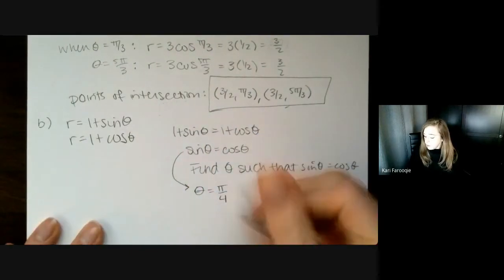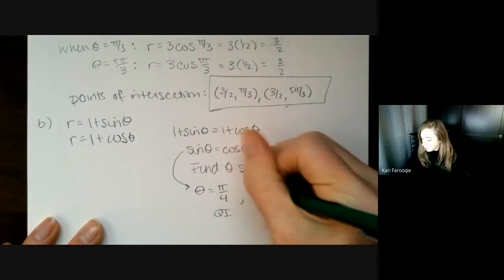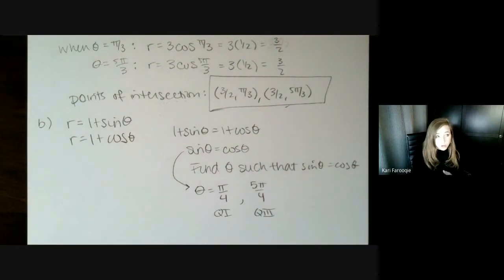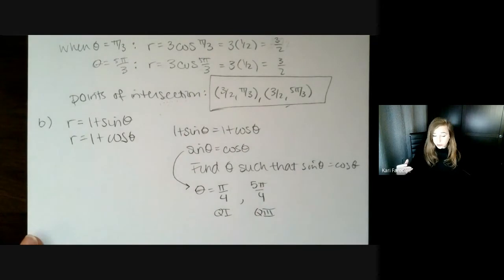So this happened in quadrant 1 at pi over 4, but it can't happen in quadrant 2 or quadrant 4 because sine and cosine would have opposite signs there. But in quadrant 3, sine and cosine are both negative. So you can use the same reference angle in quadrant 3, and the sine of 5 pi over 4 and the cosine of 5 pi over 4 will both be negative root 2 over 2. So these are your two angles theta, and if you think back to what your graph looked like, this should make sense because we had 1 point occurring in quadrant 1 and 1 point occurring in quadrant 3.